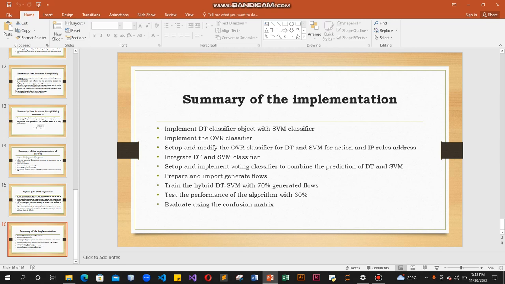And here it is in its implementation. Of course, we first implement the DT classifier object with the SVM classifier. Then we go ahead to implement the OVR classifier. Then we modify the OVR classifier to combine the DT and the SVM for the action and IP address. We integrate the DT and SVM, and set up an implementation classifier to combine the prediction of DT and SVM. Still, we prepare and import flows. We also train the hybrid SVM with 70%.